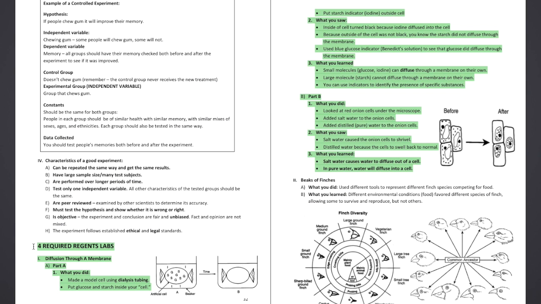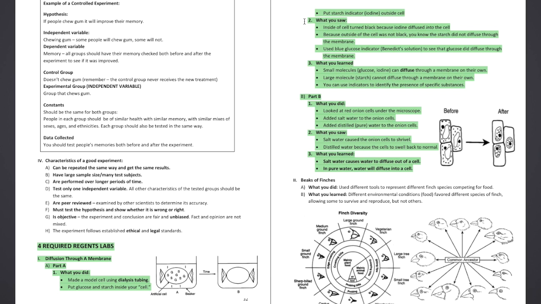4 required Regents labs. 1. Diffusion through a membrane. Part A. 1. What you did. Made a model cell using dialysis tubing. Put glucose and starch inside your cell. Put starch indicator, iodine, outside the cell.